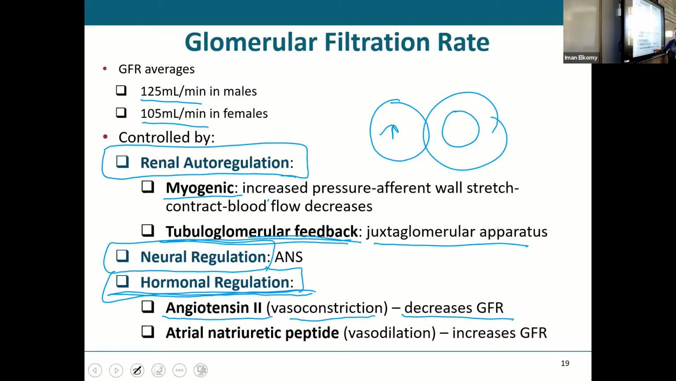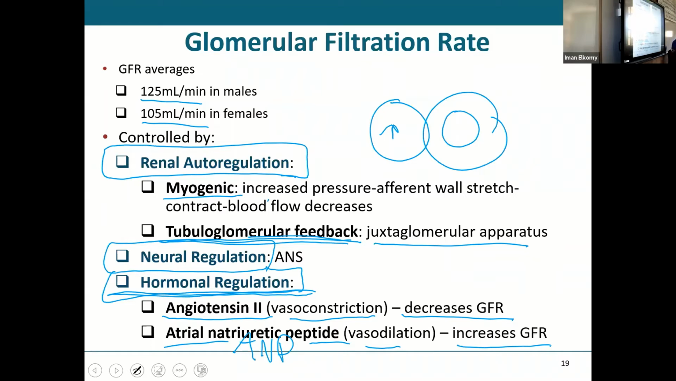We have ANP, or atrial natriuretic peptide. You'll see it referred to as ANP. This comes from the heart. So when the heart releases atrial natriuretic peptide, or ANP, it's going to go to the kidney, cause vasodilation, and increase your glomerular filtration rate. You're vasodilating, you're putting in more blood to the kidney. When you give it more blood, it has more to filter, so you increase that glomerular filtration rate.